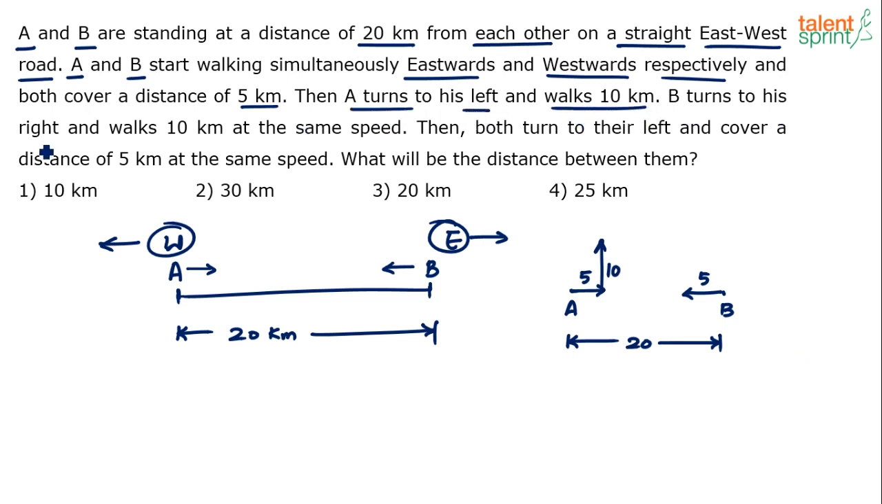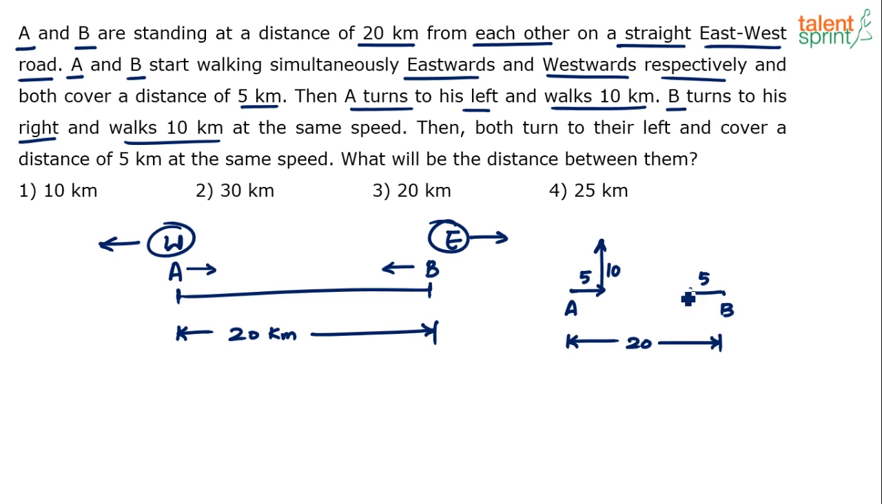Then B turns to his right and walks 10 kilometers at the same speed. B turns to his right. Look at it now. B is facing west, right? B started walking 5 kilometers towards west and B turns to his right. So when a person is facing towards west, right of that person again is towards north.